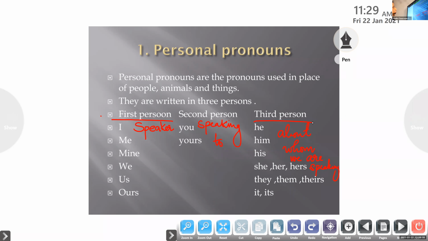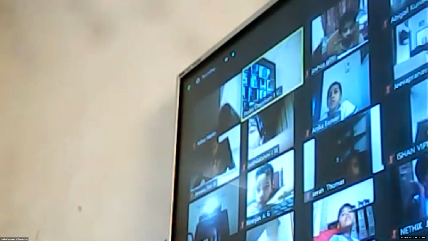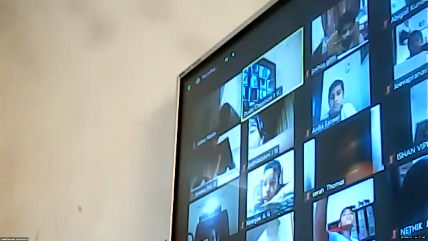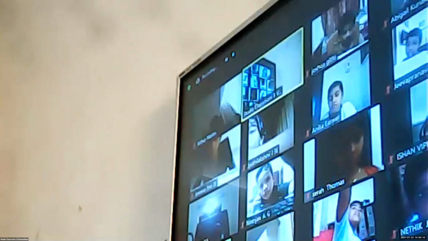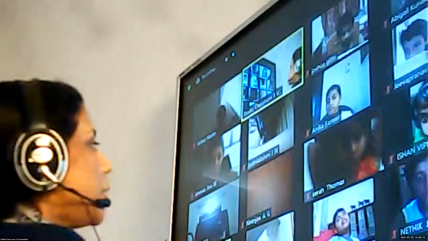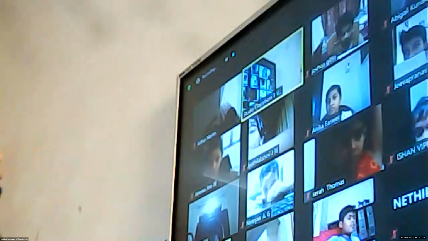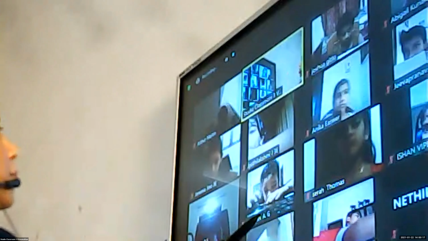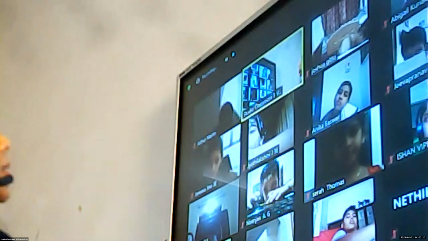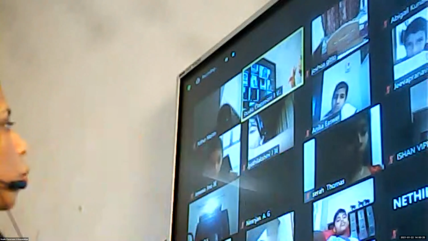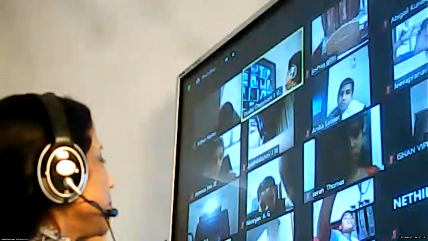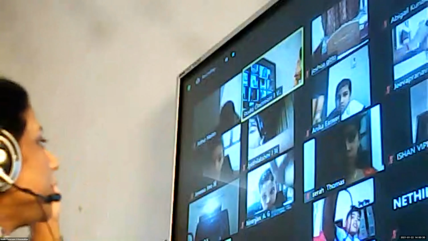Clear to all of you? Is this part very clear? So pronouns are very clear, I suppose. We are moving on to the different kinds of pronouns. In today's session, we are learning about the personal pronoun. Under the personal pronouns, we know a personal pronoun stands for persons, animals, and things. It can be written in three forms. What are they? First person, second person, third person.